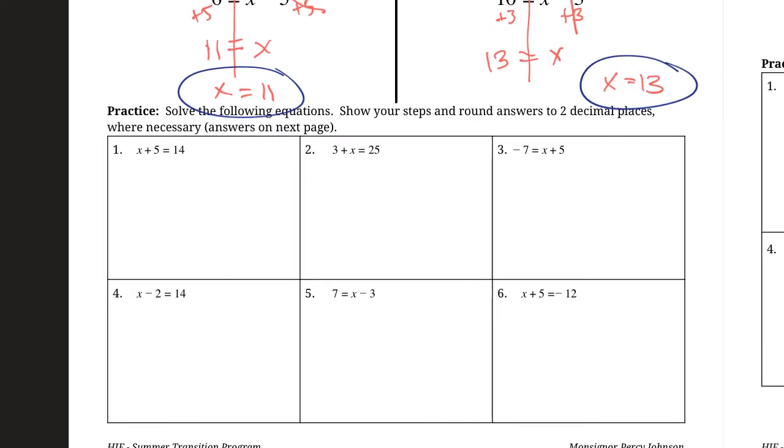So what I want you to try now is the questions below. Try these 6 questions yourself. Pause the video here, try them yourself. Check your answers. They're on the next page. And when you're done, you can unpause and go on to the next section. Okay, it's very important you try these questions before moving on. So pause it here, try them, and then we'll move on.